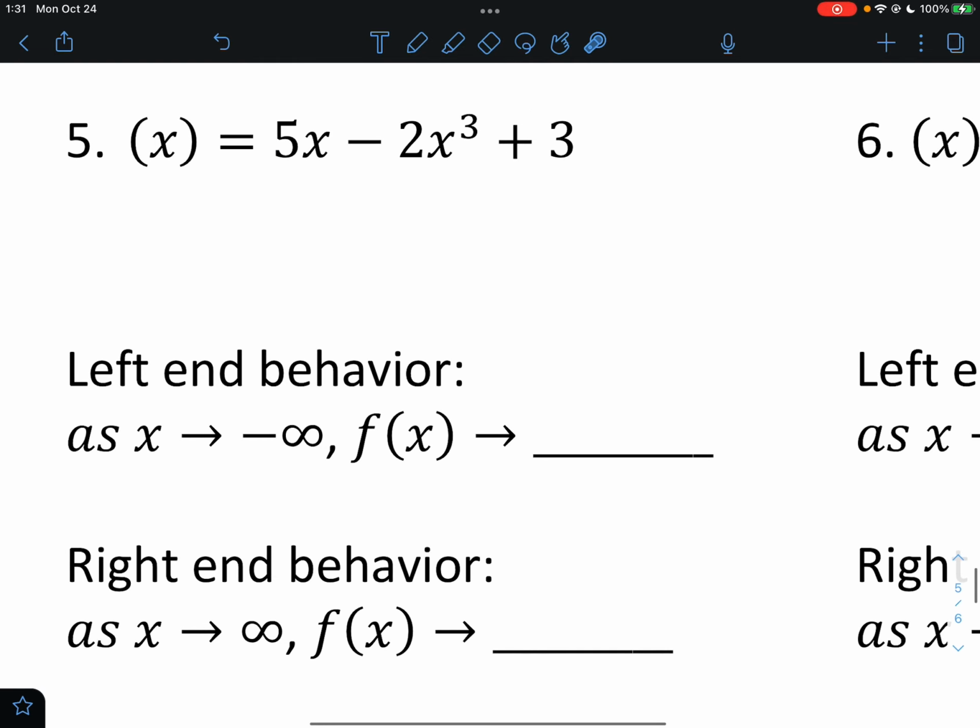Number 5, look at the leading coefficient and degree. There's the leading coefficient and degree, right? So this is going to be a negative x to the third power, which is going to look like this. As x goes to the left, the graph goes up. As x goes to the right, the graph goes down.